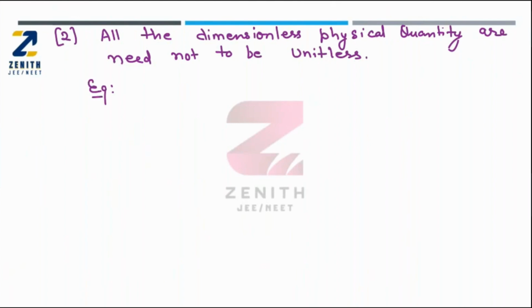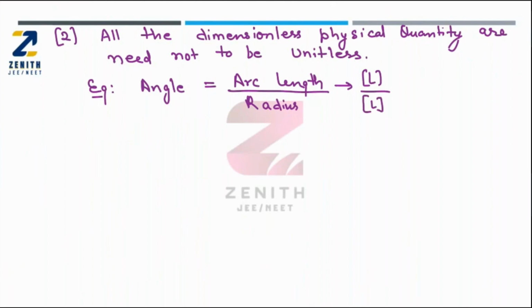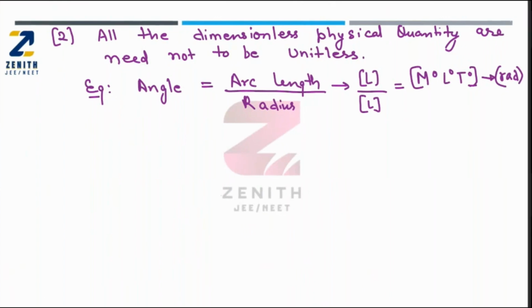What it means? For example, इस example से समझते हैं. Angle जो कि क्या है, आर्क लेंथ डिवाइडेड बाय रेडियस है. लेंथ को मेजर किया जाएगा मीटर है. Unit L, radius is also L. What is this dimension formula? M0, L0 and T0. That means it is a dimensionless physical quantity. But इसकी unit है. What is the unit of angle? It can be measured in the radian. Okay. So all the dimensionless physical quantity are need not to be unitless. ये जरूरी नहीं है कि इनकी कोई unit नहीं होगी. Very important.